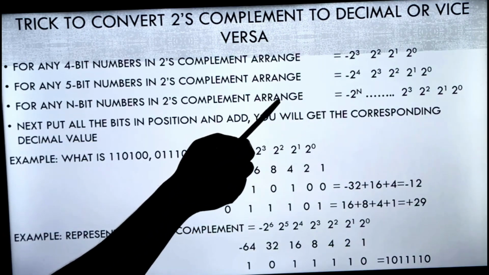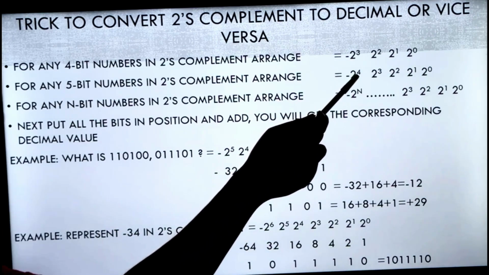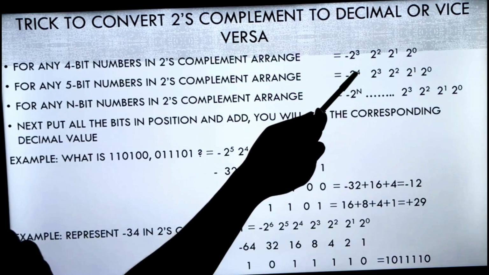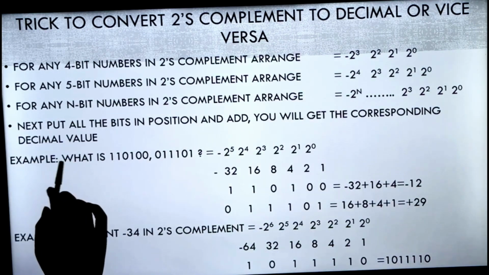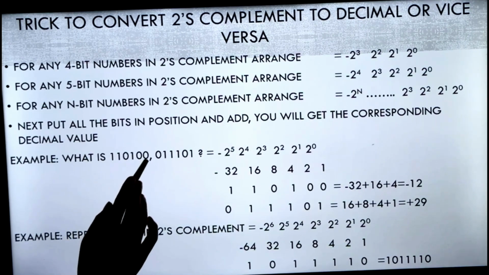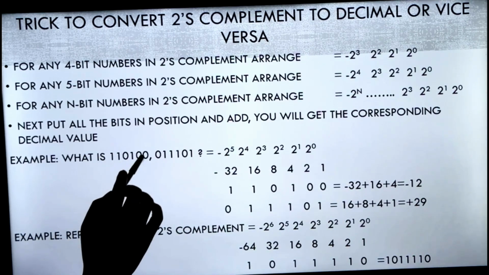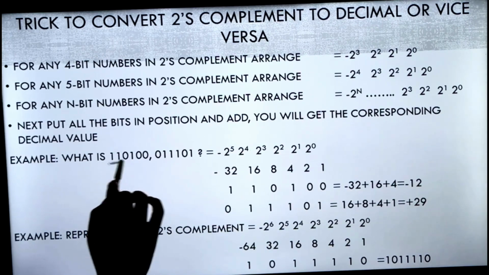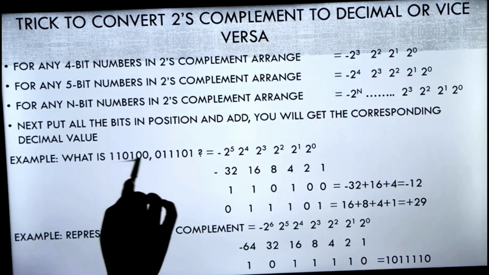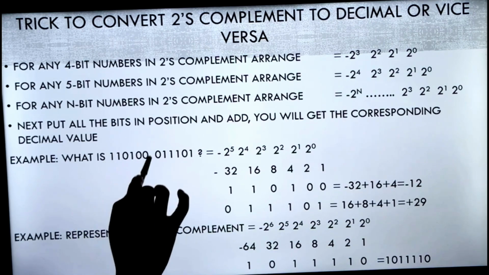So next, once you can arrange it like this, then you know how to convert any decimal number to 2's complement or from 2's complement to decimal. Now it's very easy for you. Let me tell you how. Say I have given you one number, 110100. Check it very carefully. I told you this number is in 2's complement. This is not a normal binary number. This number is already in 2's complement. Now tell me the corresponding decimal value for this 110100.